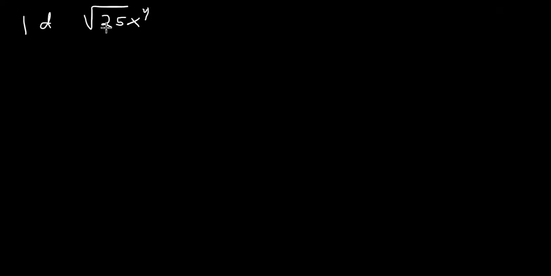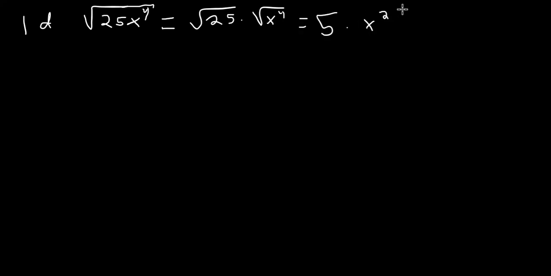Now we have the square root of 25 times x to the fourth. Using our product property, we'd have the square root of 25 times the square root of x to the fourth. Now the square root of 25 is 5, and the square root of x to the fourth is x squared. So our final answer would be 5x squared.